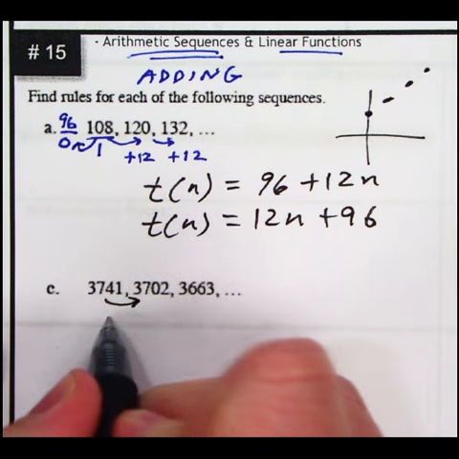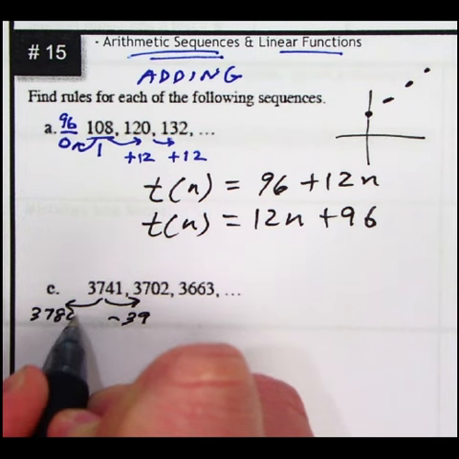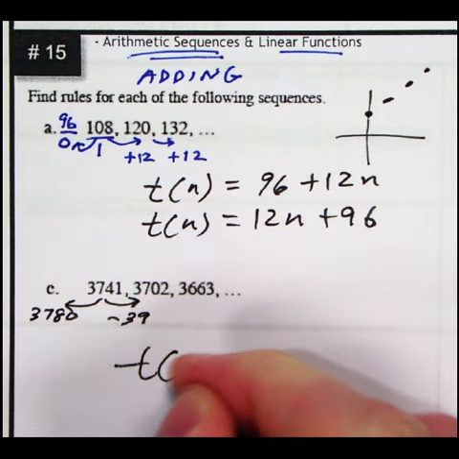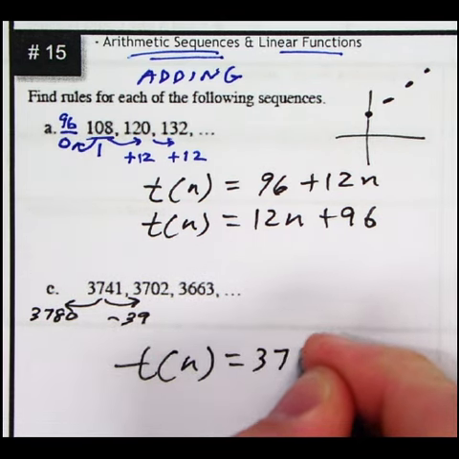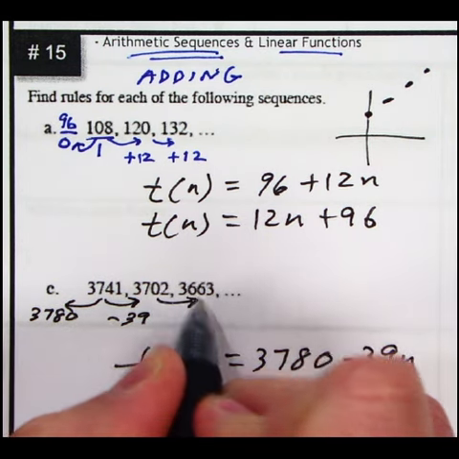Second example, decreases by 39. So if we work back a spot, we'd have 3780 as our starter number. So our equation could be t of n equals 3780 minus 39n. And I can see that it's dropping 39 every time.